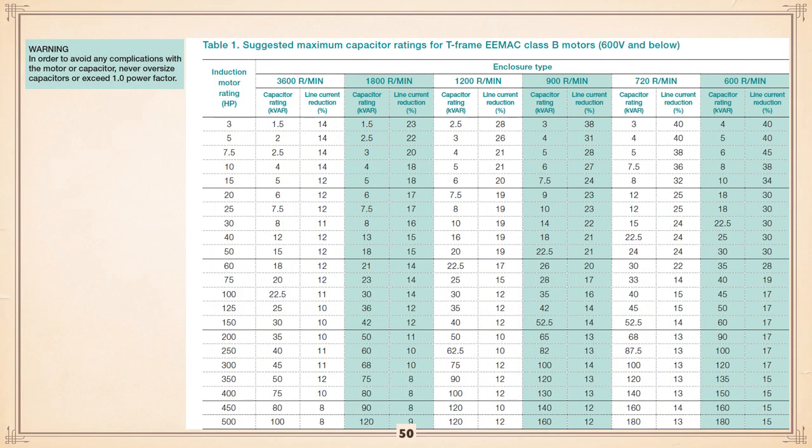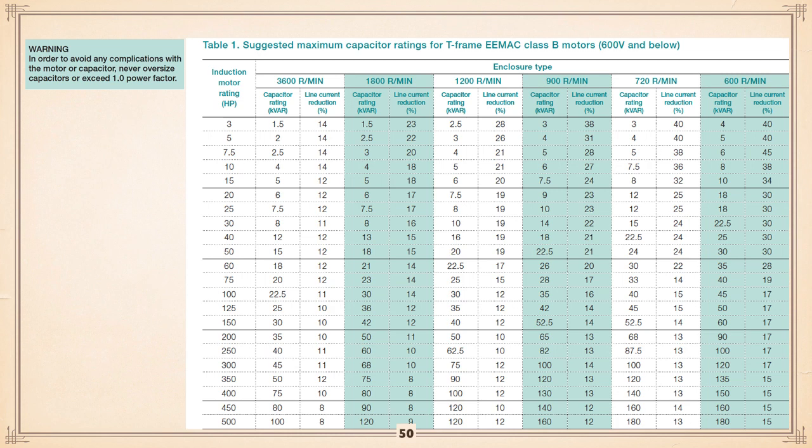The easiest way to do it is to follow a chart like this, which gives suggested maximum capacitor ratings for T-frame motors. We'll get into what that means, don't worry about it. It covers EEMAC, Electrical Equipment Manufacturers Association of Canada, Class B motors, which most are, 600 volts and below. And a little warning: don't ever oversize the capacitors, okay? Because if you do, you will get over 1%, and that has its own collection of faults. So you basically pick the motor you're dealing with, pick the speed of the motor, okay, and away you go.